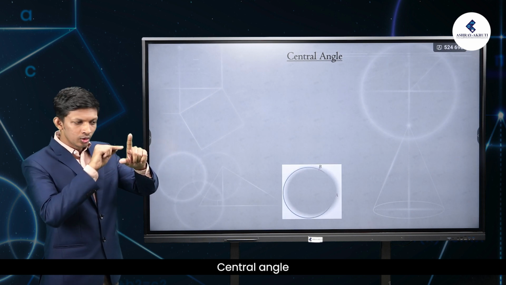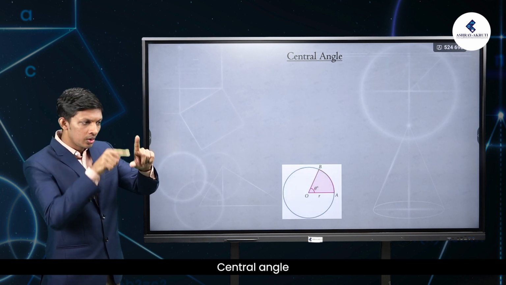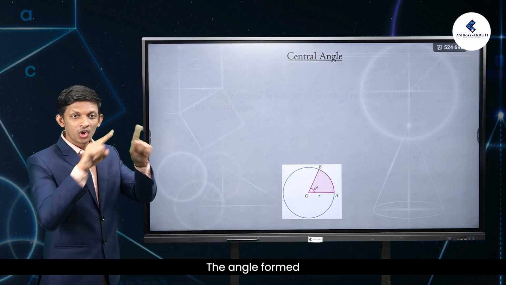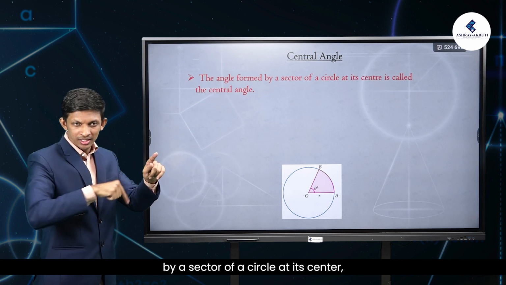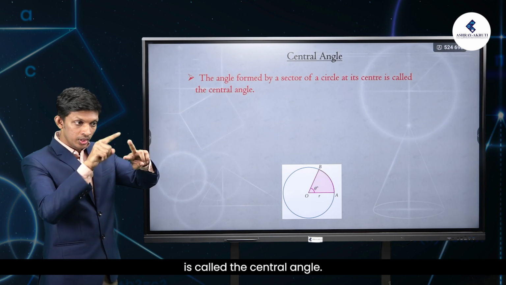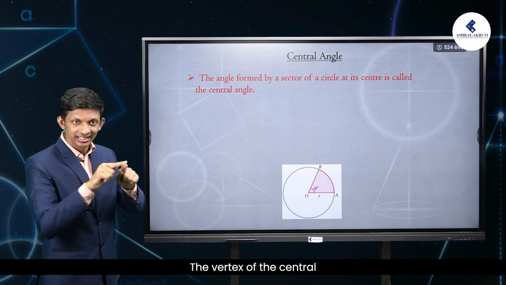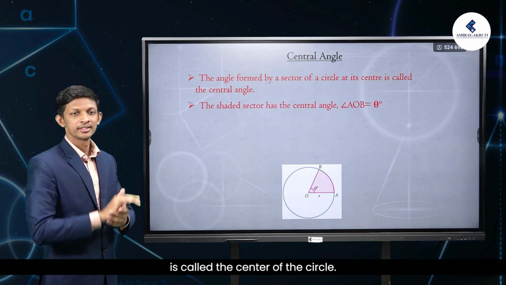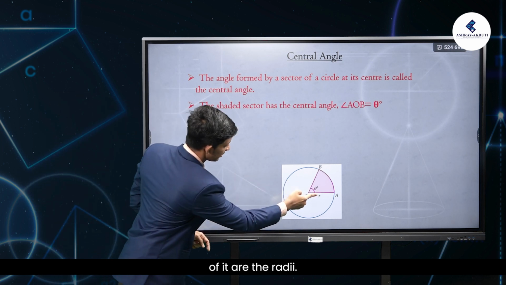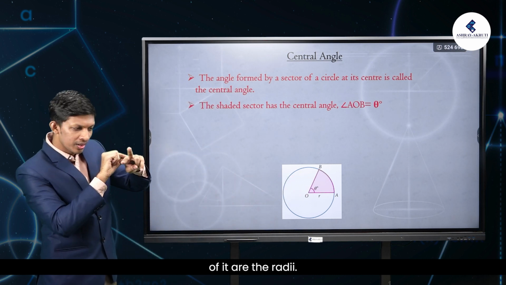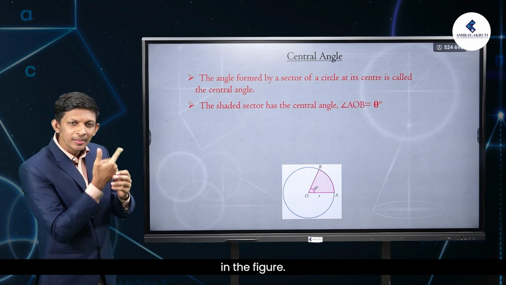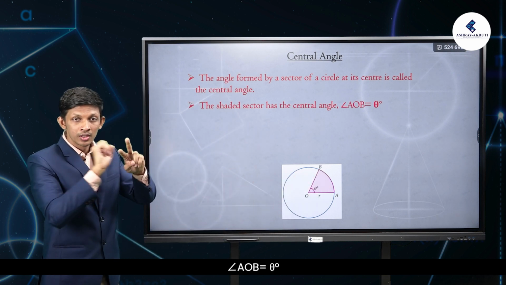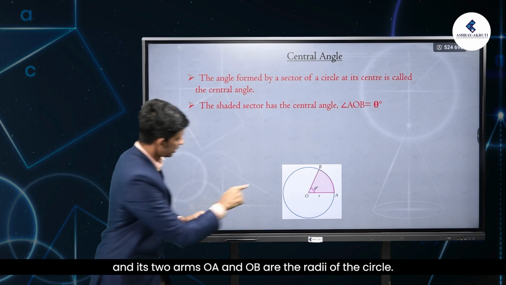Central angle. The angle formed by a sector of a circle at its center is called the central angle. The vertex of the central angle of the sector is called the center of the circle. The two arms of it are the radii. In the figure, the shaded sector has the central angle AOB equal to theta, and its two arms OA and OB are the radii of the circle.